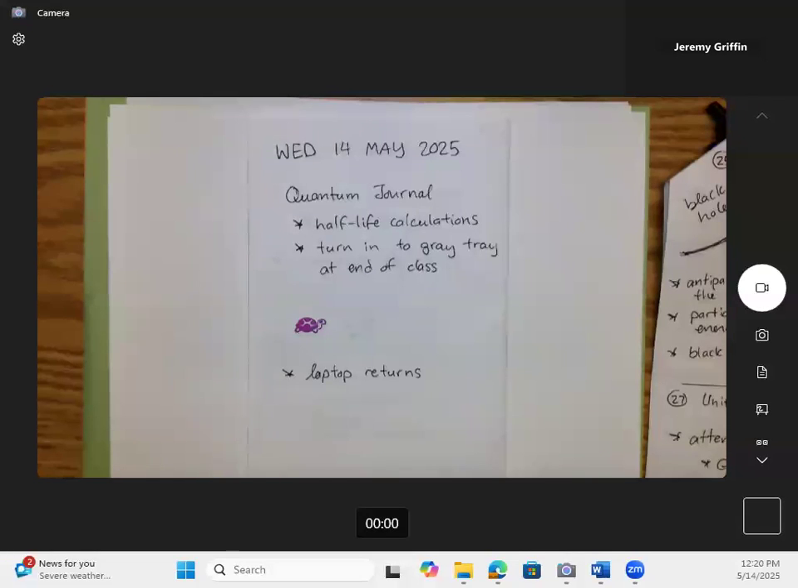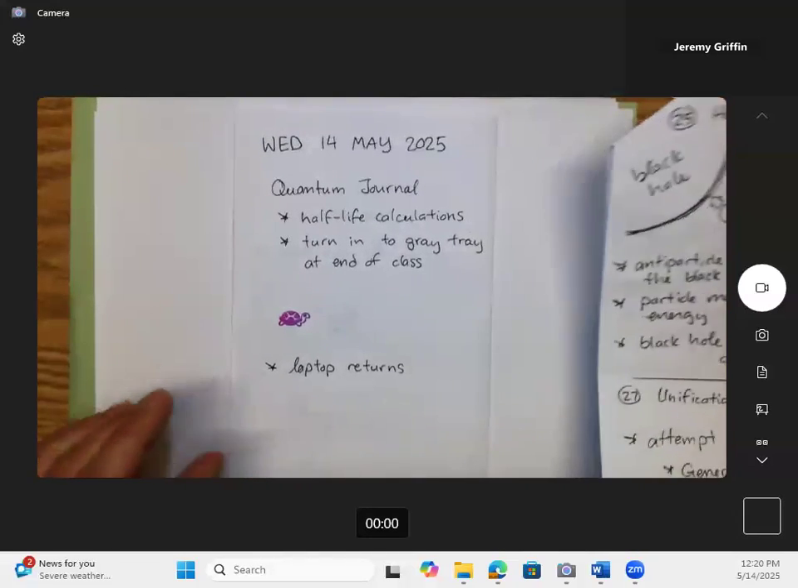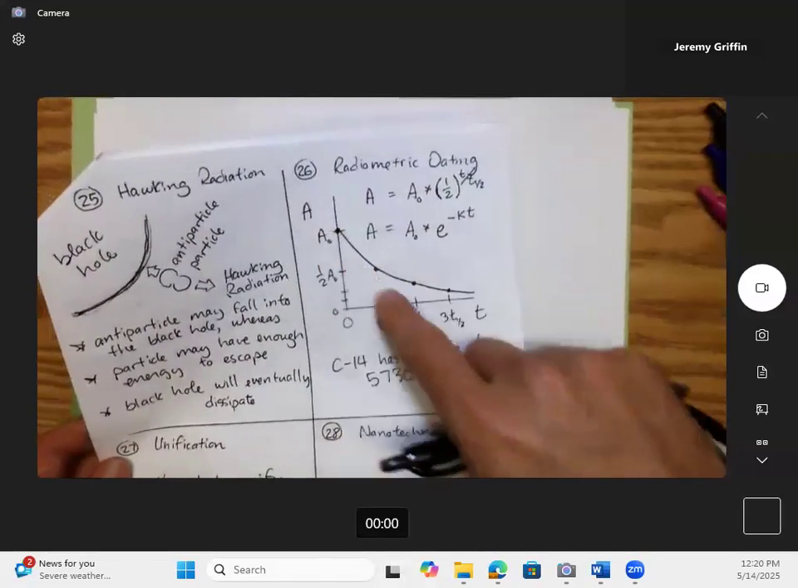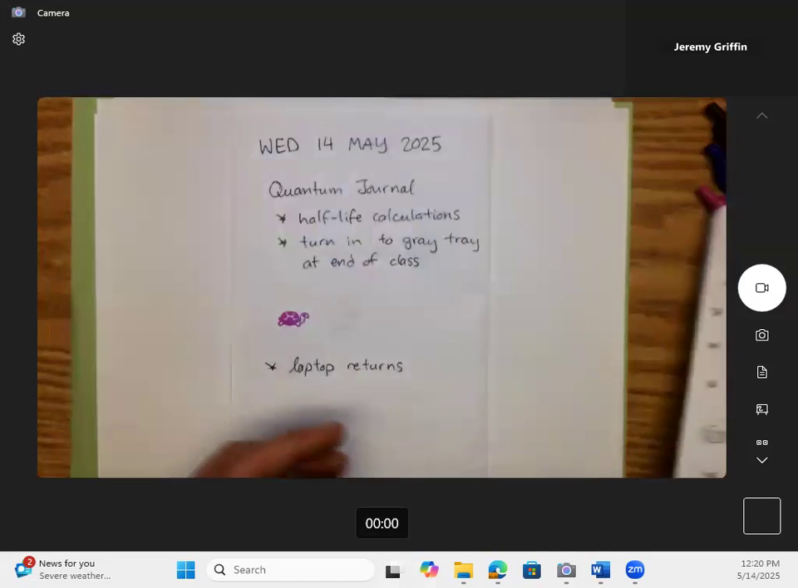Recordings rolling. It is Wednesday, May 14th. You guys have your quantum journals out, ready to go. We're going to finish these today. All right, so we'll do some half-life calculations. We talked about half-life a little bit yesterday. You guys remember this radiometric dating? Okay, so we're going to revisit that curve.